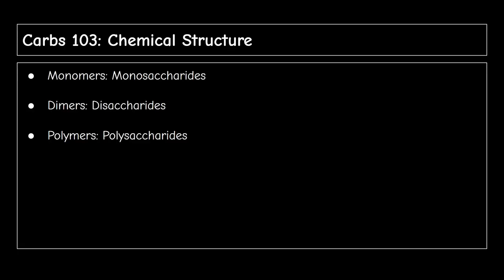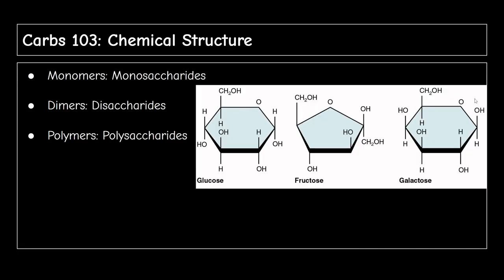With the prefix mono, which means one, these are the most basic building blocks of carbohydrates, a simple molecule, just one on their own. Some of these you might know already, such as glucose, fructose, and galactose. Glucose is our body's preferred energy source. Fructose is found in honey and fruits, and galactose is normally found in peas.